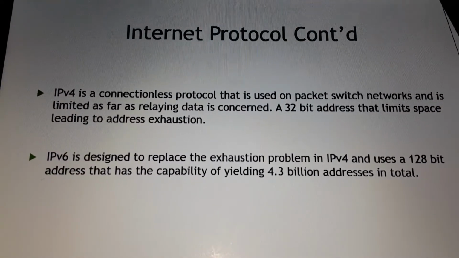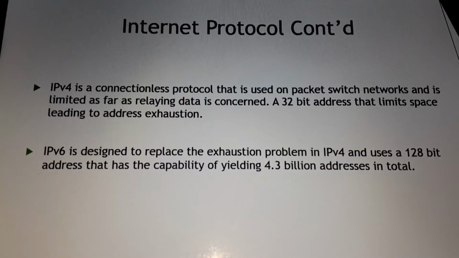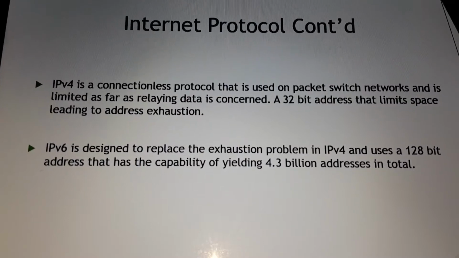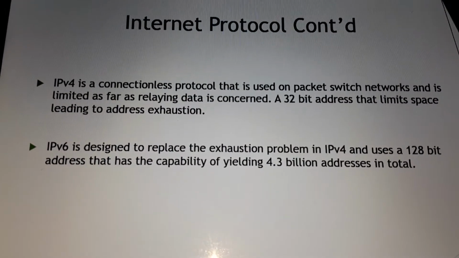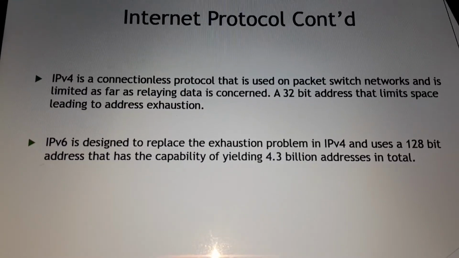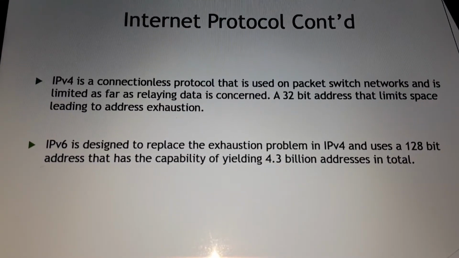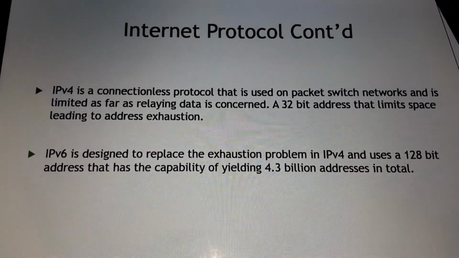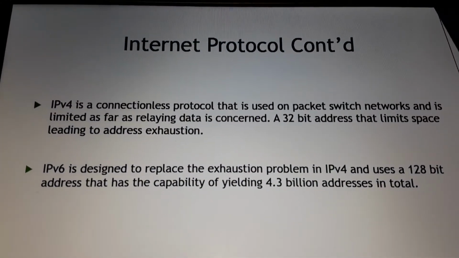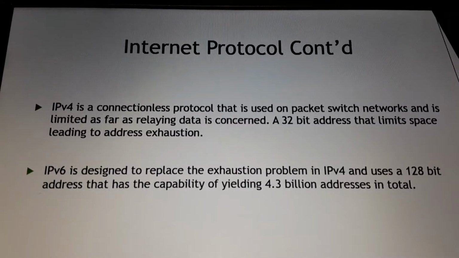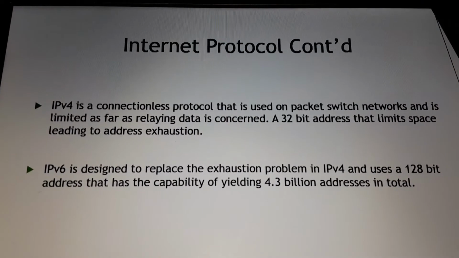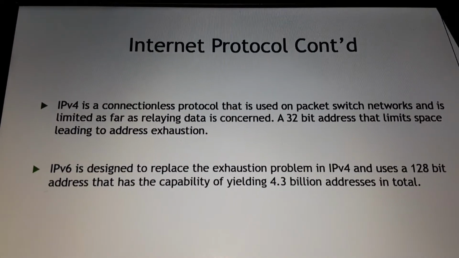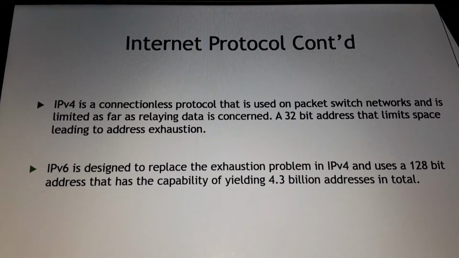IPv4, or Internet Protocol version 4, is a connectionless protocol that is used to packet switch networks and is limited as far as relaying data is concerned. This is a major drawback because it has a 32-bit address that limits space, leading to address exhaustion. IP version 6 is a more designed protocol that solves the exhaustion problem in IPv4. IPv6, or Internet Protocol version 6, uses a 128-bit address that has the capability of yielding 4.3 billion addresses in total.